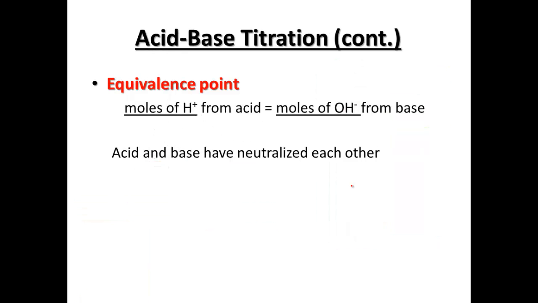Now, what we're going for is to get to the equivalence point during a titration reaction. And that's going to be the time when the moles of H plus from the acid equal the moles of OH hydroxide from the base. So once they're equal, acid and base are going to neutralize each other at the equivalence, the equal point. So we're trying to find that exact amount.